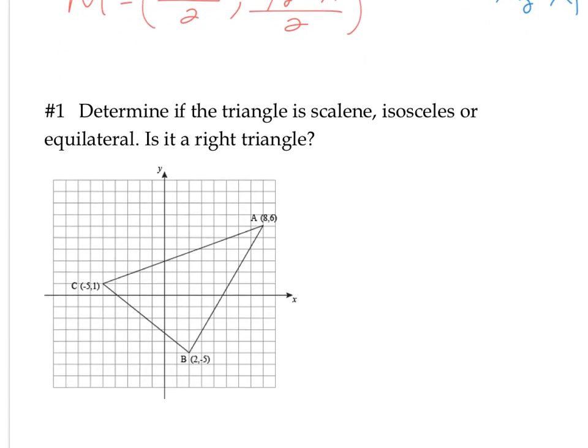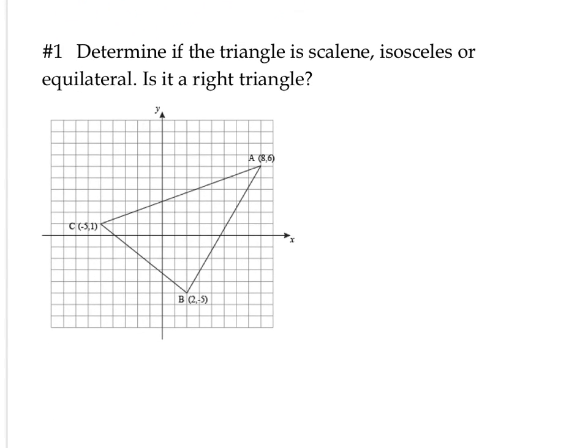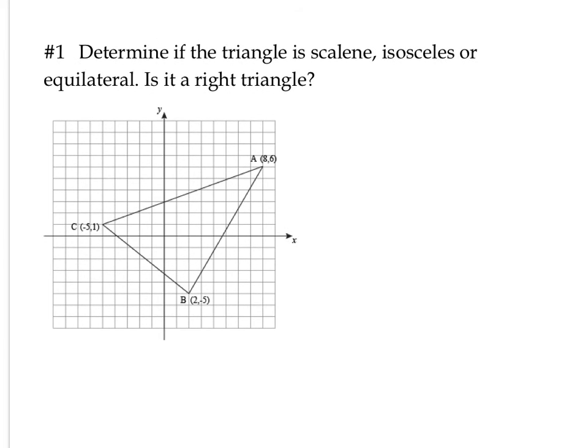In this first example, we want to determine if the triangle is scalene, isosceles, or equilateral, and then also determine if it's a right triangle. So this is where we're going to need to use the lengths of the sides and the slopes of the sides to help us figure this out. So let's talk about side AB first.